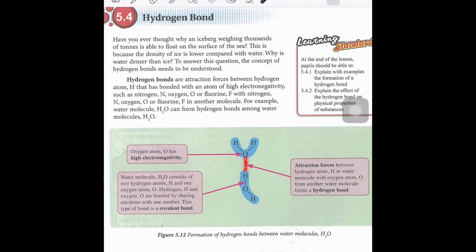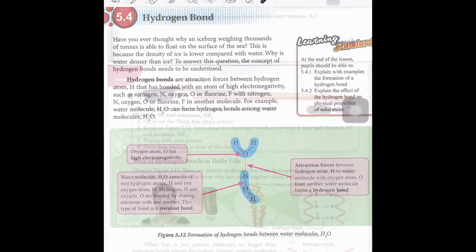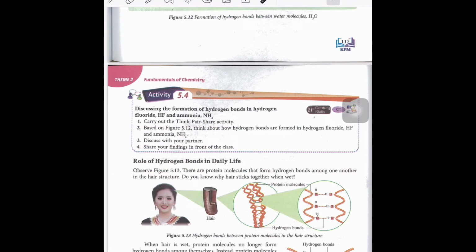Tapi yang merah-merah ni adalah hydrogen bonds. Okay class, so we are going to continue here.